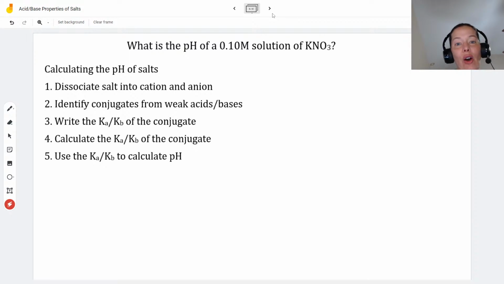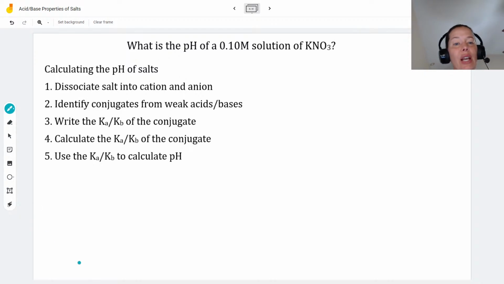All right, so here is my first problem. What is the pH of a 0.1 molar solution of potassium nitrate? Again, this is very systematic. You can see I have, in this case, 5 steps, and I am just going to go through each step for all of these problems. This one is actually really easy, and I'll show you why, but let's actually work through the steps.